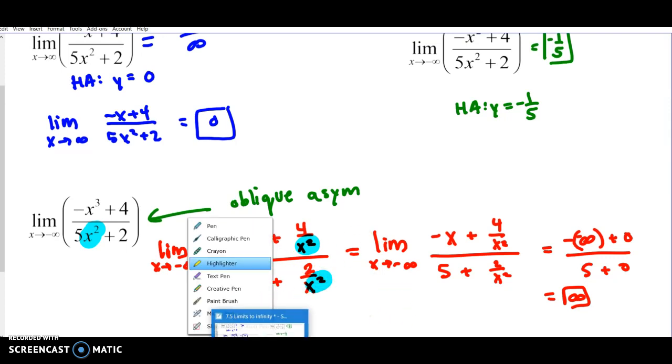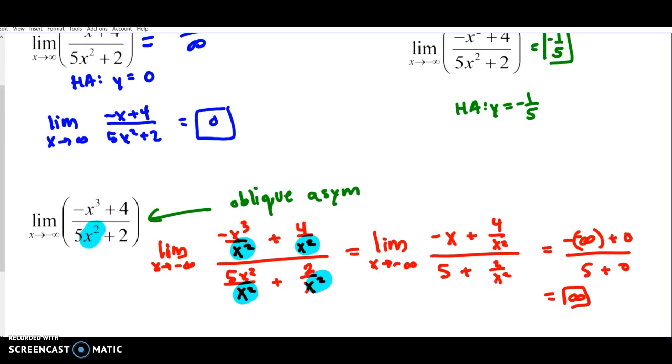You're probably thinking, oh, why'd you do that? That was dumb. Well, it wasn't dumb, first of all. If I simplify this, I get negative x plus 4 over x squared over 5 plus 2 over x squared. Well, when I take the limits of these two, these are going to go to 0, right? And then if I use the idea of direct substitution, and I plug in negative infinity, so I get negative the opposite infinity over 5, this will be a limit of infinity.